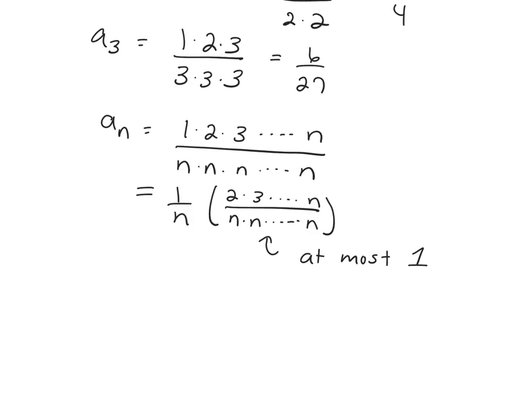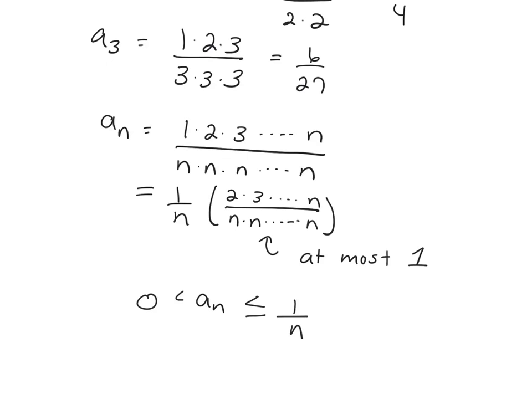So what this means is that a sub n, I knew that it was positive, so it's greater than or equal to 0. Actually, strictly greater than 0. But now I know it's less than or equal to 1 over n times 1, which is just 1 over n.